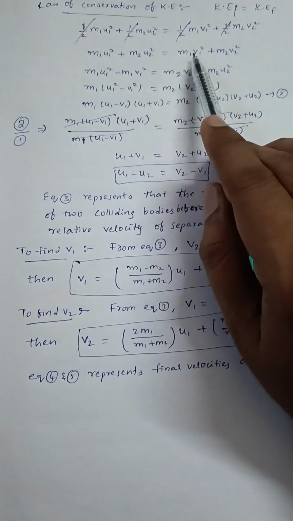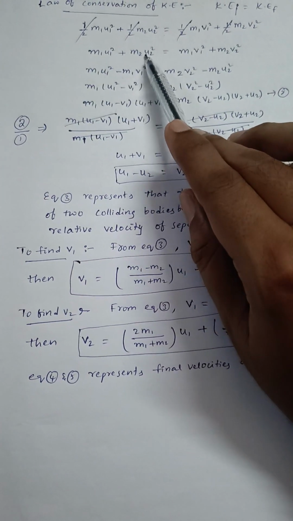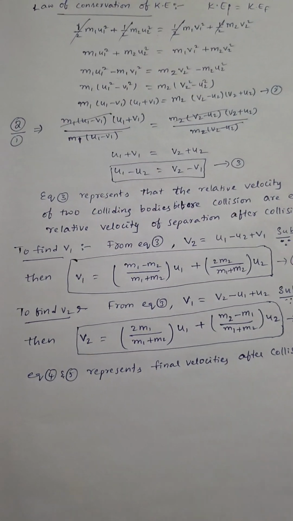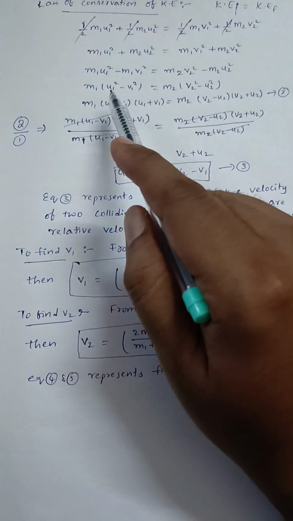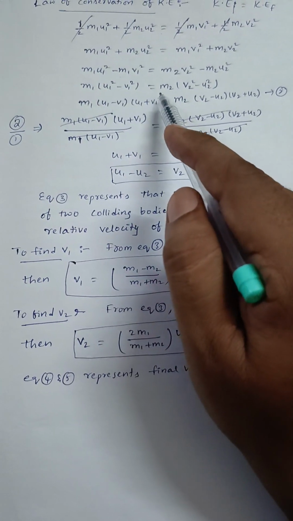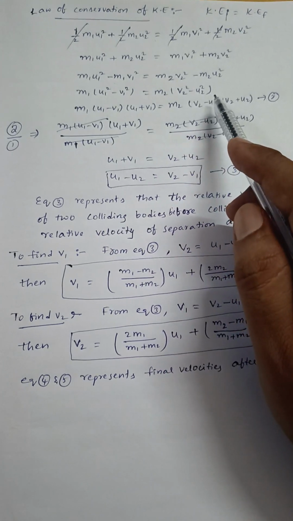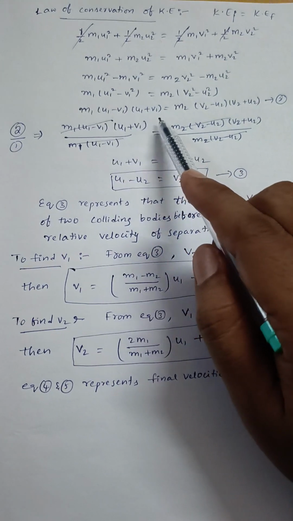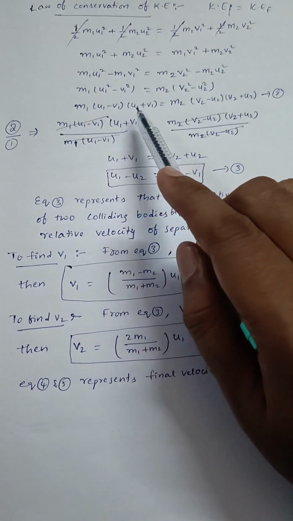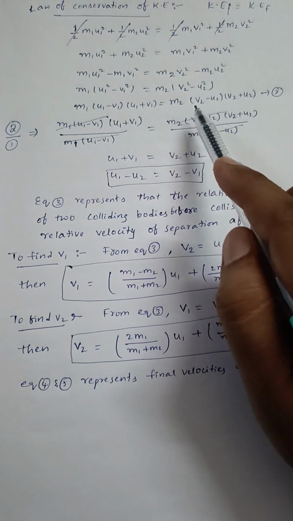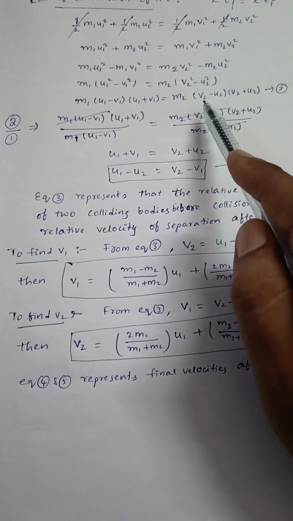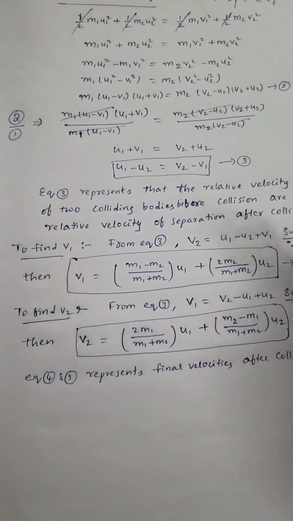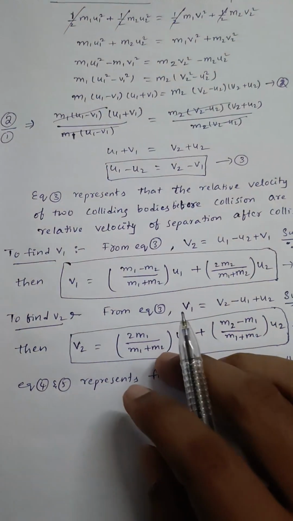So m1 u1 square will come here minus m1 v1 square, and this goes there: m2 v2 square minus m2 u2 square. Now taking common terms, m1 common here, m1 into u1 square minus v1 square is equal to m2 into v2 square minus u2 square. Now see, a square minus b square formula is a minus b into a plus b. So m1 into u1 minus v1 into u1 plus v1 is equal to m2 into v2 minus u2 into v2 plus u2. This is our equation number 2.